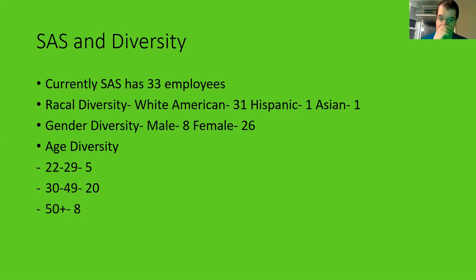In terms of age diversity, this is where we get a little more on the diverse side. In the 22 to 29 age range, we see 5 employees. The biggest bell of the curve falls between 30 and 49, where we have 20, and in the 50 plus category, we have 8 total employees.